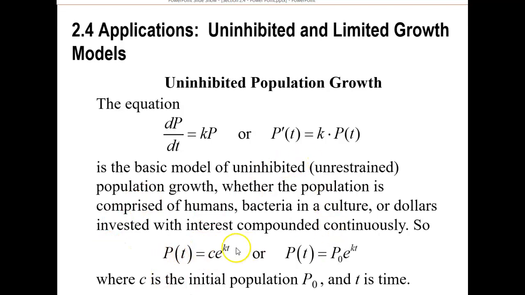So P of t equals a constant c times e to the power kt. Or sometimes they will substitute in place of c this notation P sub 0 or P naught, e to the kt, where that value of that constant or that P sub 0 is what we consider the initial population. In other words, the beginning amount, how much you had at the very beginning. And then t is time.